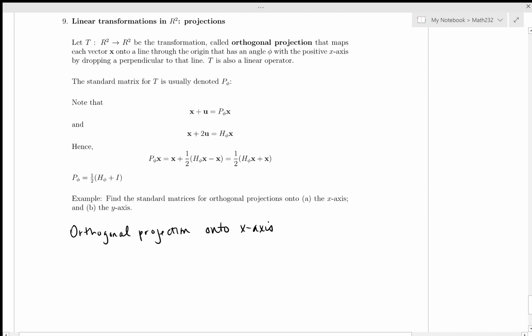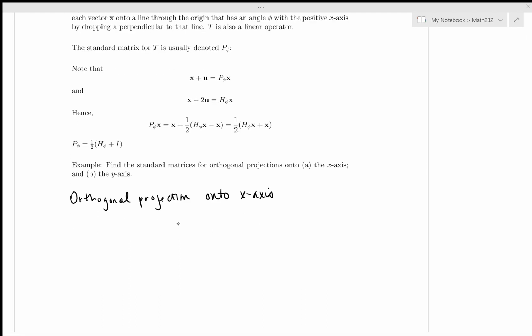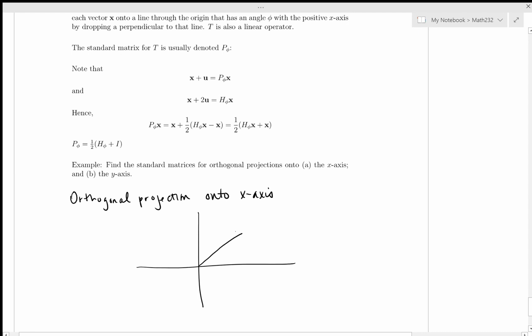Okay, so you have some vector. Here it is. And you are going to project it orthogonally onto the x-axis. It means you can imagine a light source up here shining down, and you can ask, what is the shadow of V on the x-axis? Notice my light source here is orthogonal to the x-axis.